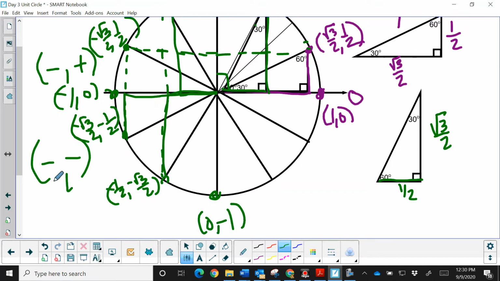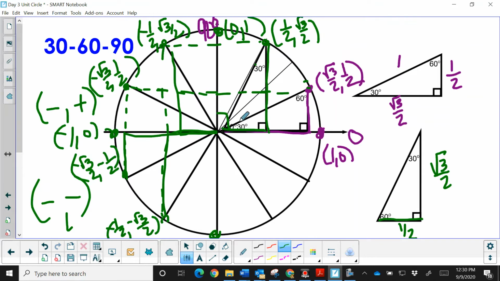Now let's go back and add our angles, because I haven't really talked about angles. This one's 30, this one's 60, this one's 90. What is this one? This one's 120 degrees. What is this one? I added another 30. This one's 150 degrees. And then if I go all the way to here, this one's 180. So those are your increments of 30 degrees.